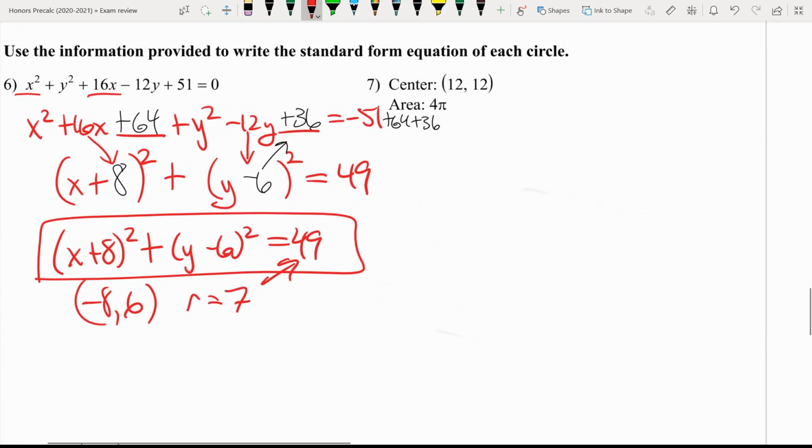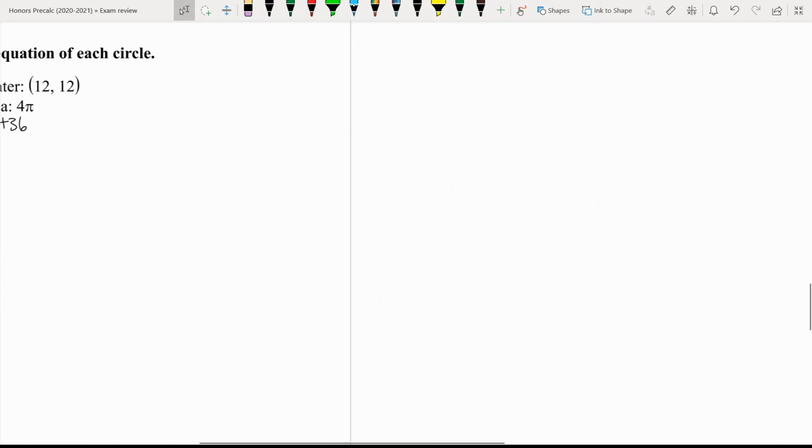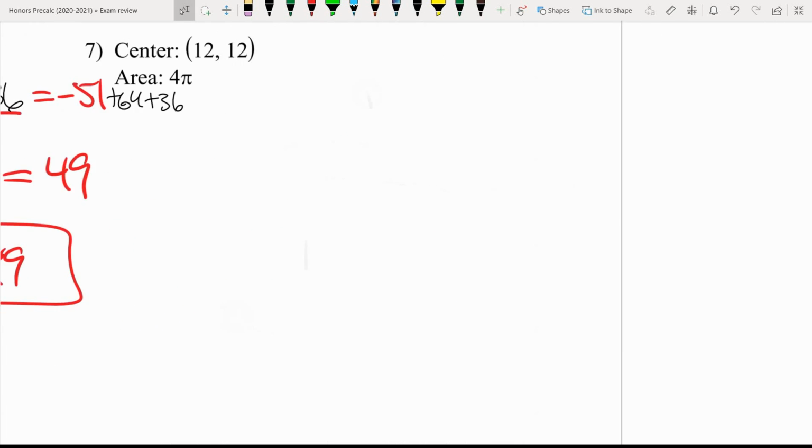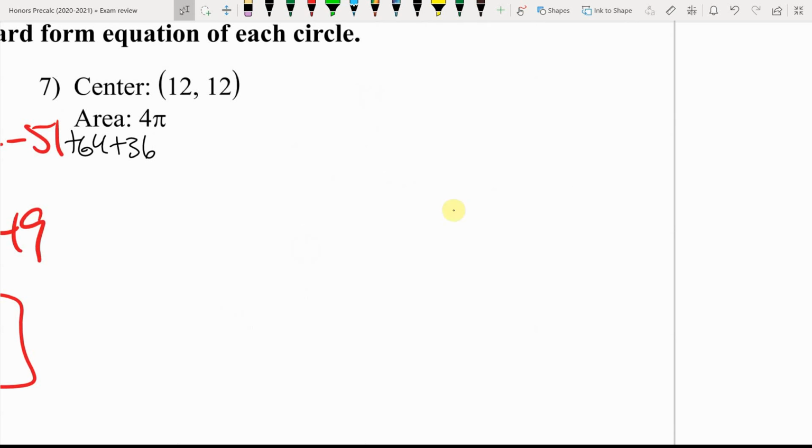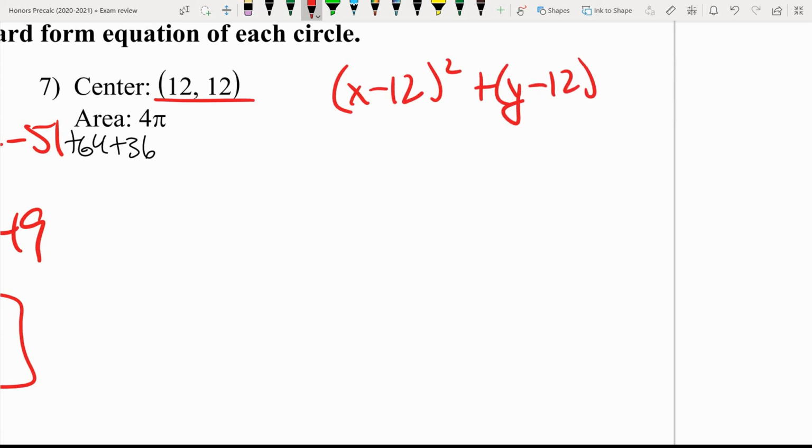All right, this next one here was actually really easy. If you remembered that, remember, we're trying to come up with the equation for this. So we've got the center already. We know it's x minus 12 squared plus y minus 12 squared. We just got to figure out what r squared is equal to, okay? But we are given that the area equals 4 pi.